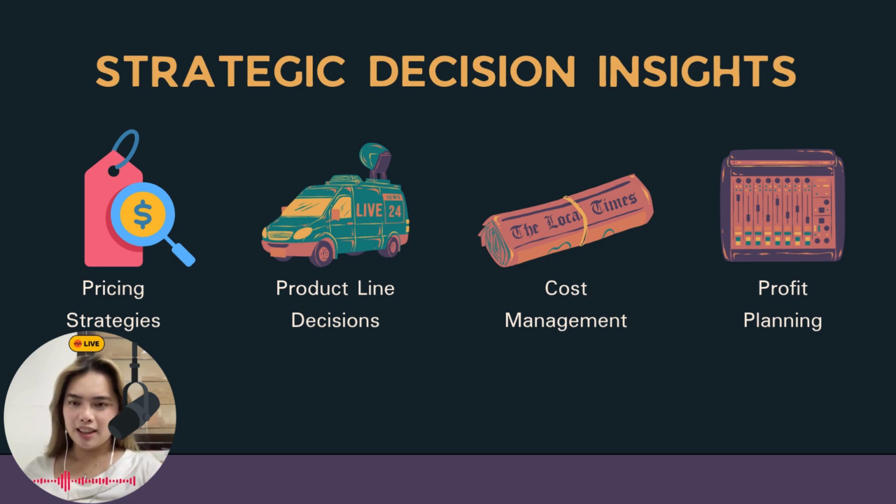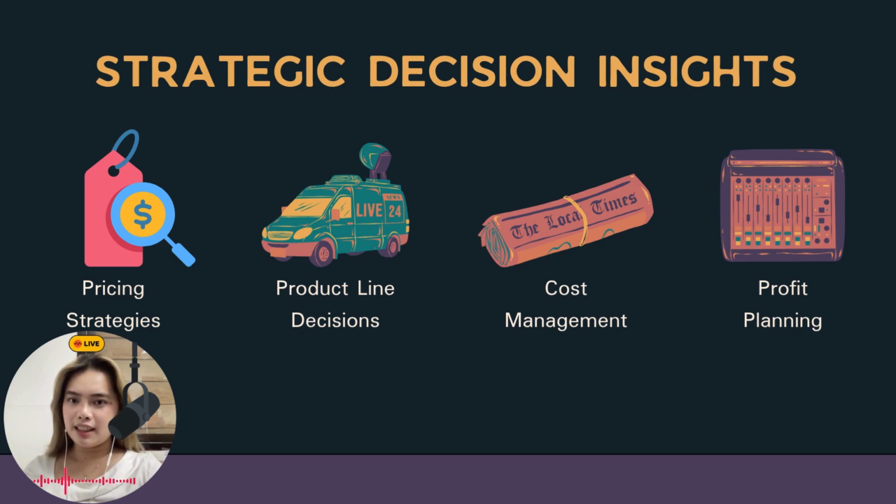Strategic Decision Insights. Cost Volume Profit, or CVP, analysis provides vital insights for strategic decision making by elucidating how changes in production volume, costs, and selling prices influence profitability. It helps managers identify the break even point, which determines the minimum sales volume needed to avoid losses, and assess the impact of various scenarios on profit margins.